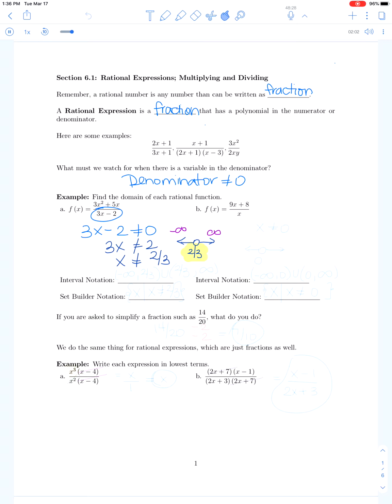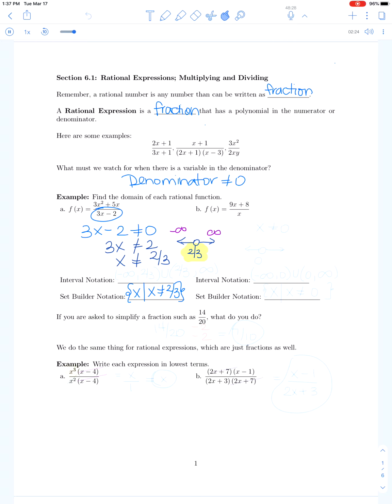To write this in set builder notation, what we'll do is we'll use our little set builder braces, and we will say that our variable is x, and we want only x's such that, which is what the line means, such that x cannot equal 2/3.